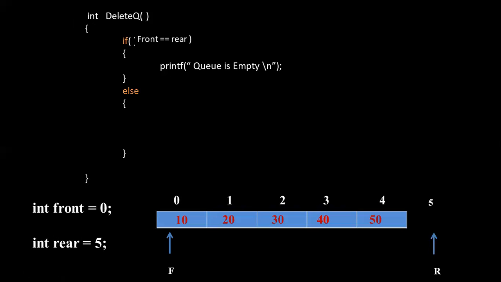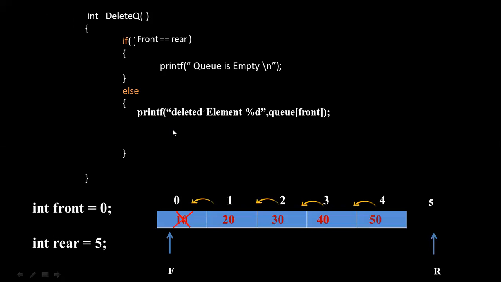Else, first we directly delete the element and print the message about the element being deleted by using printf delete element %d queue of front. So next what we have to do is we need to shift all the elements. So how do we shift? By using the for loop.